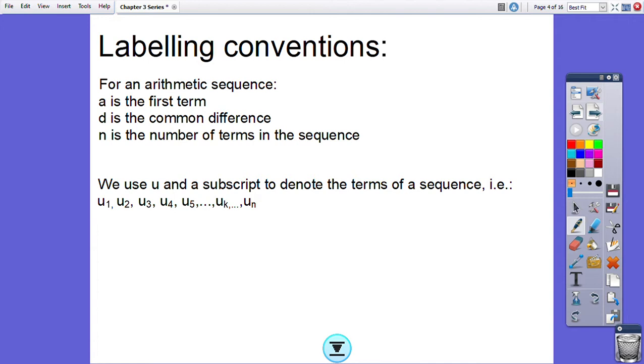But then we have a way of labelling each term in the sequence, and we use U for some reason, but I'm not exactly sure why. So we'd say that the first term is U1.